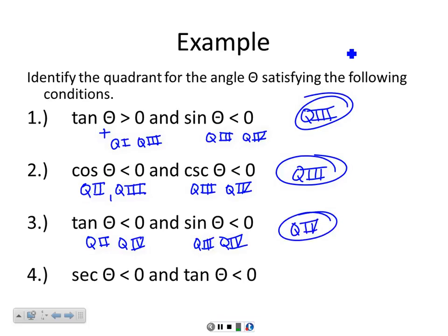Alright, secant. Secant is the reciprocal of cosine. So where is cosine negative? Cosine is going to be negative in quadrant 2 and quadrant 3. Tangent is going to be negative in quadrant 2 and quadrant 4. So the overlap is quadrant 2. And I did all of that by using A SMART trig class.